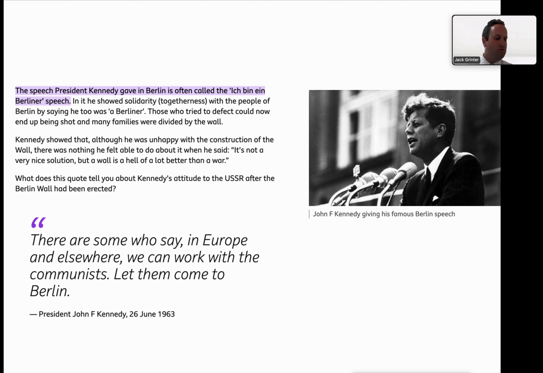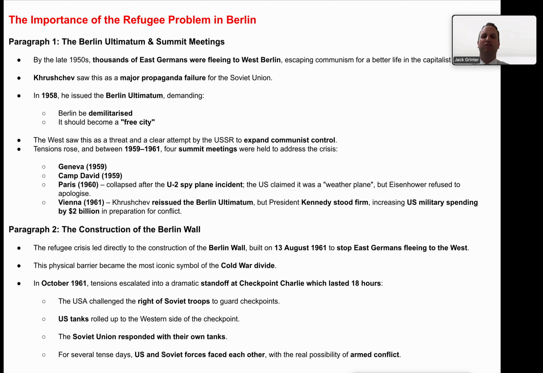Right, let's go through to what exam questions you could get. We'll talk about the narrative question you could get about Berlin towards the end of this lesson. You could get, in 2019, they asked: explain the importance of the refugee problem in Berlin for, I think it was, relations between East and West. With this, you've just got to think what happens, and apply it to that.